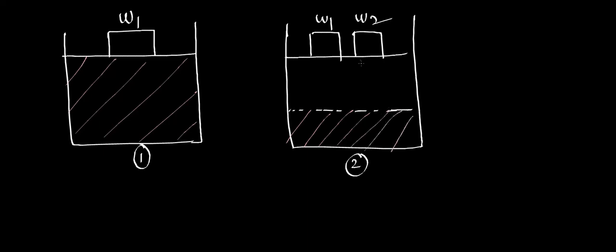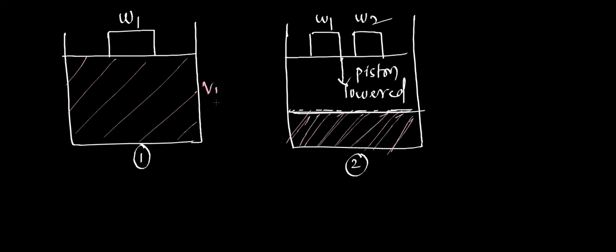The piston has lowered because of the more weight. This will be the volume occupied. Let this be V1 volume, let this be V2 volume. What is the change from V1 to V2? V1 is more, V2 is less. If V2 is less, what happens to the pressure in the second case? Let the pressure be P1 here, let the pressure be P2 here. So P2 will be more this time, right?